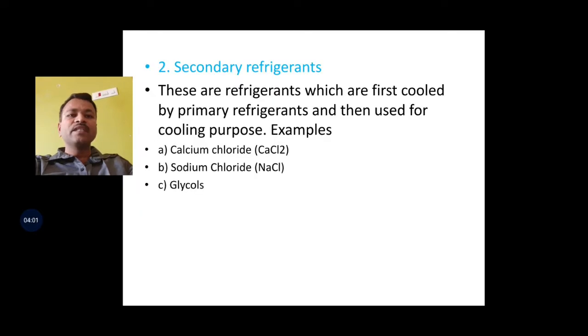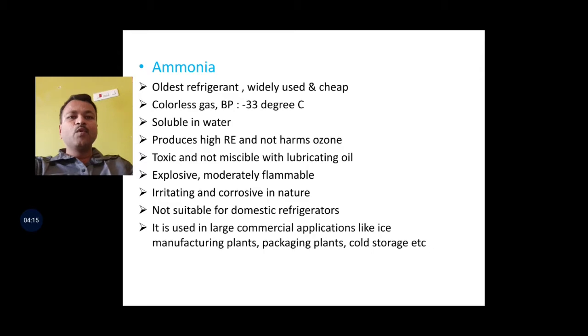Secondary refrigerants will not directly take part. First, they have to be cooled by the primary refrigerants, and then you use them for the cooling purpose. Examples: calcium chloride, sodium chloride, glycols. We'll discuss these primary refrigerants in detail. So ammonia, the properties. We should understand the properties of each and every refrigerant. Ammonia is the oldest refrigerant, but widely used and cheaply available also. Colorless gas, boiling point is minus 33 degrees Celsius.